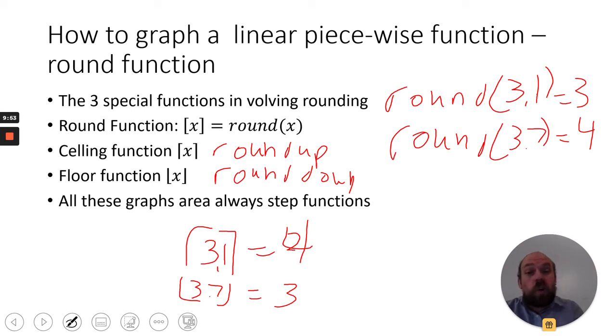And all these graphs are always step functions. It makes every decimal into a whole number. Doesn't matter what the fraction part is, it rounds it up or it rounds it down. Ceiling function always rounds up, floor function always rounds down, and the round function, notice it has both a top and a bottom, so it rounds to where it wants to, or what you were taught. Below 0.5, round down, 0.5 and above, round up.